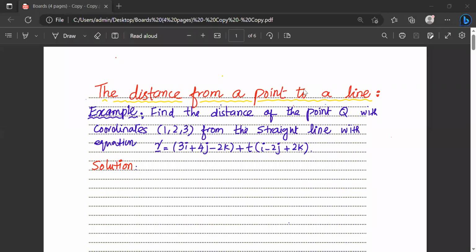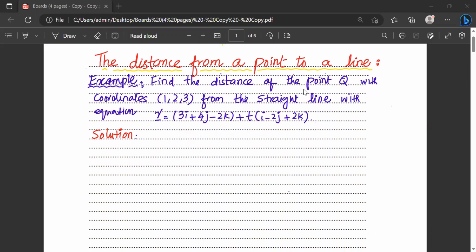Well, students, today we'll discuss a very important concept of vectors, the distance from a point to a line. We can understand this concept with the help of an example. Example: find the distance of the point Q with the coordinates (1, 2, 3) from the straight line with the given equation.